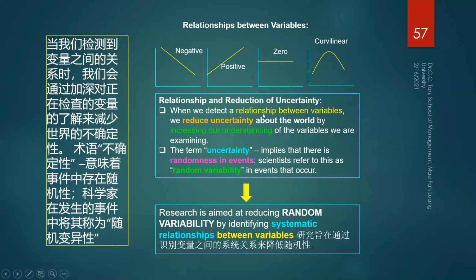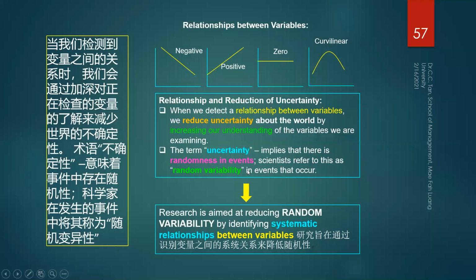And so when we detect a relationship between the variables, which is, for example, through innovation management, and we reduce the uncertainties about that, our ability to sell to new customers or new products and services improves. Okay, and this is because we have a good understanding of the variables. So in a sense, we reduce uncertainties, meaning that we reduce the randomness in events.